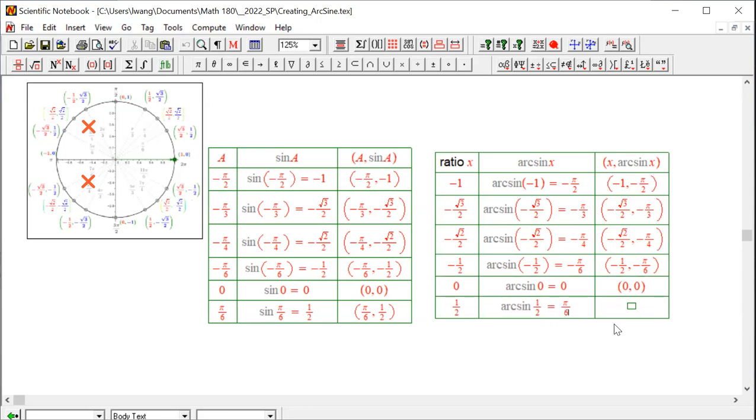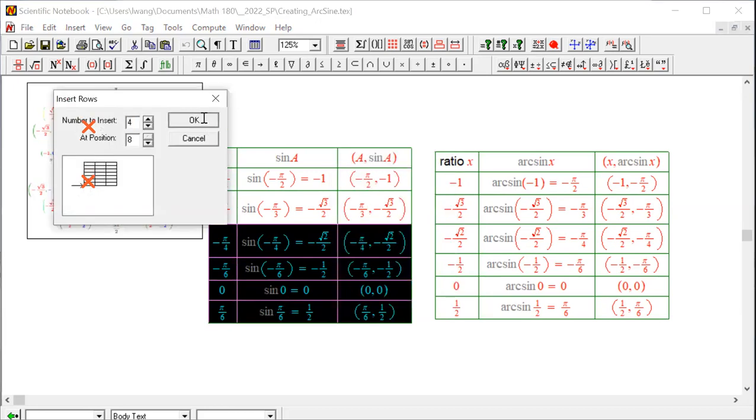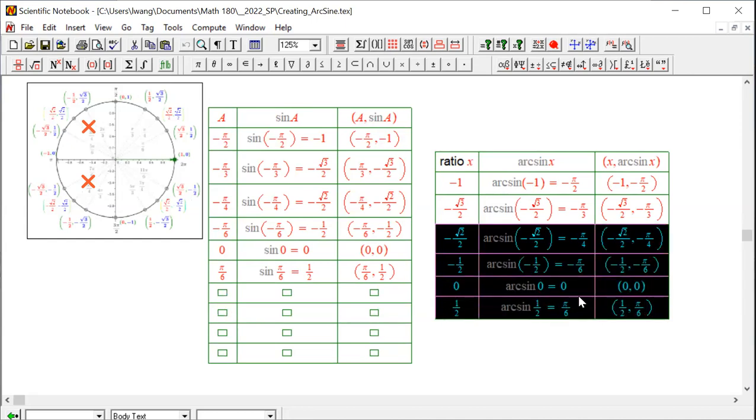Can we allow 5 pi over 6? Absolutely not. No way, Jose. So the next point on the ArcSine curve is going to be ratio as input and output pi over 6. And we have 1, 2, 3, 4 more to go. So I'm going to insert 4 more rows.